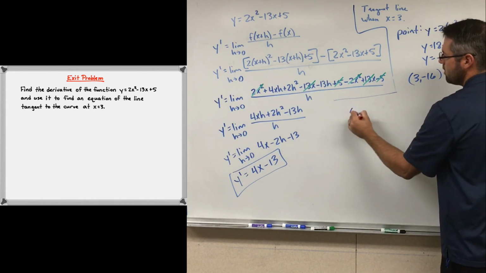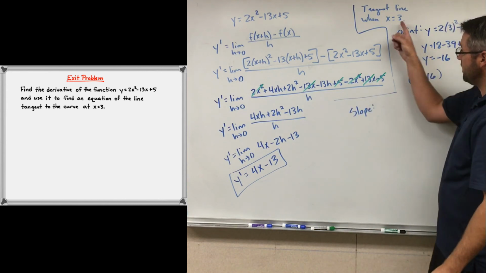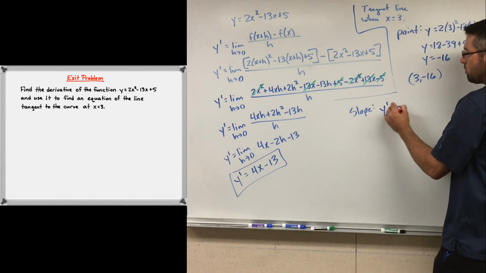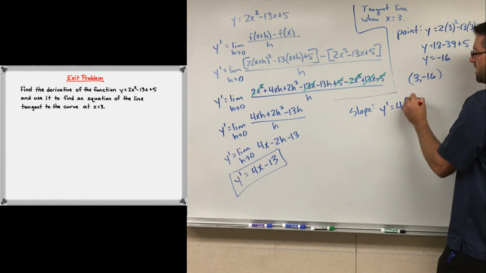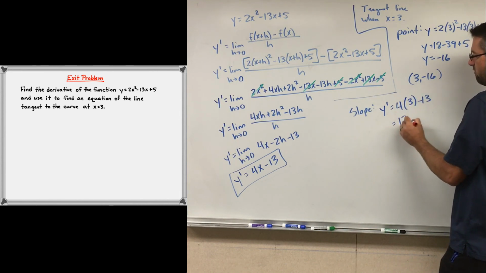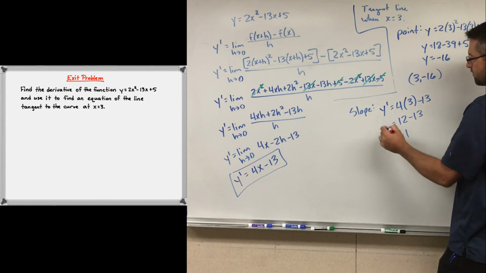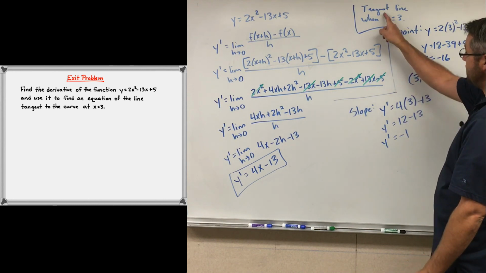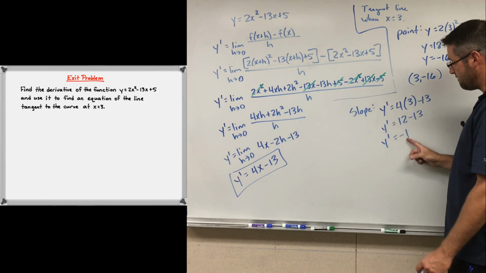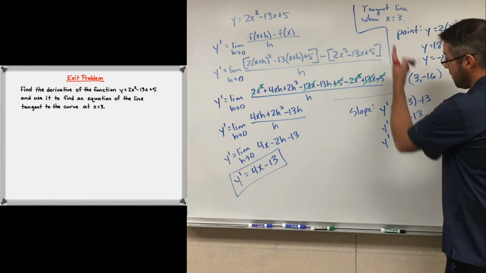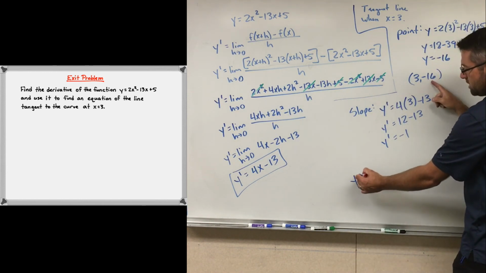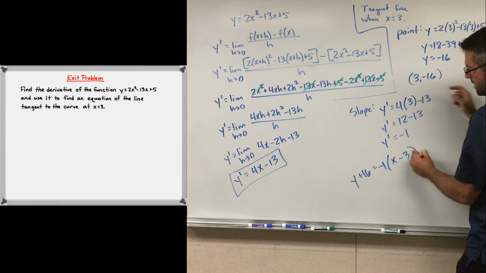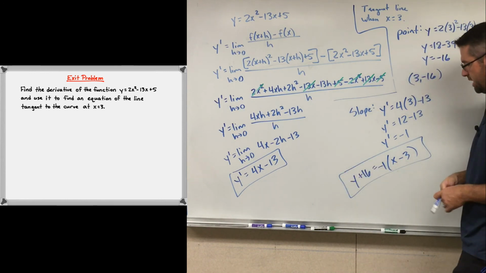My slope is found when I plug in x equals 3 to the derivative. So we would say y prime equals 4 times 3 minus 13. So that's going to be 12 minus 13, which is negative 1. So y prime equals negative 1. So I have my point, I have my slope of my tangent line. Remember, if it was a normal line, you'd have to do the opposite reciprocal of this. But we want just the tangent line, so it's going to be y plus 16 equals negative 1 times x minus 3. And that is my tangent line.